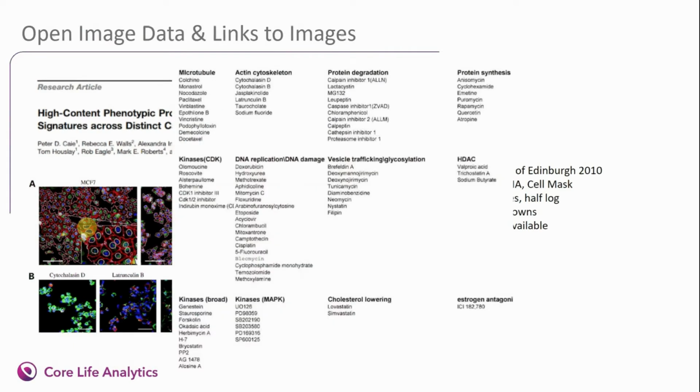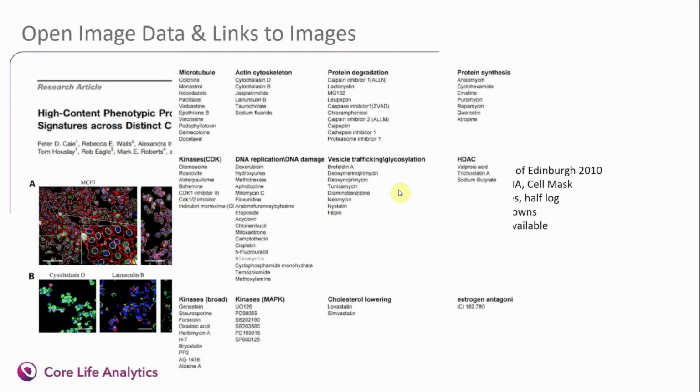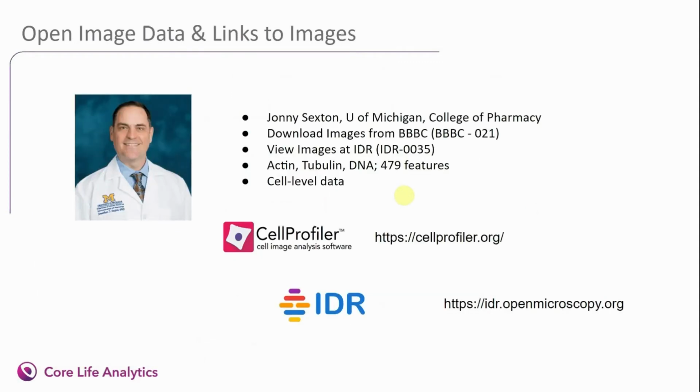And so these were the various compounds that were tested, and what was of interest to us was that they were from a wide variety of different mechanisms of action, and these mechanisms of action were well annotated in the metadata, along with the concentration and the various structures of the chemicals themselves. So what we did was we collaborated with Johnny Sexton at the University of Michigan in the US, and Johnny's group downloaded the images and ran them through CellProfiler. CellProfiler is, as I described earlier, an open source image analysis software, which is extremely powerful.